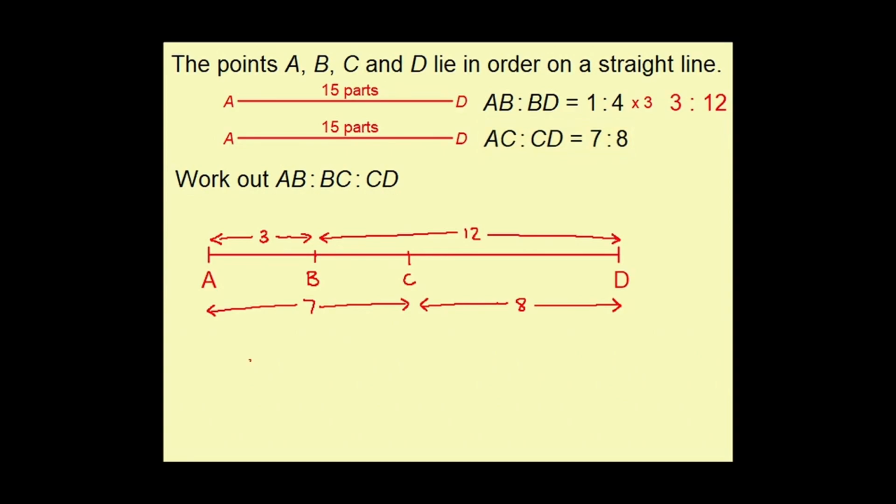Remember, I want to work out AB to BC to CD. Well, I know AB is 3 and I know that CD is 8. To find BC, we can either do 7 take away 3, which is 4, or 12 take away 8, which is also 4. So we know that BC is 4. So this is our final answer.